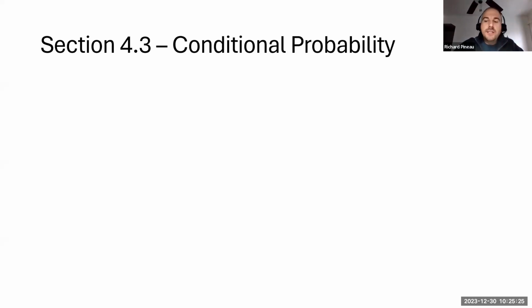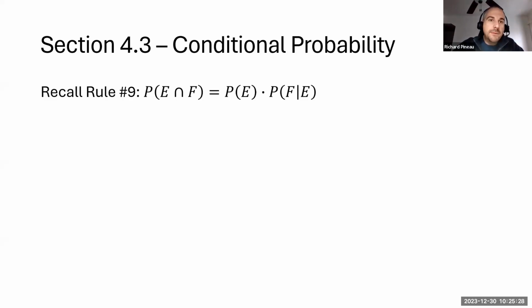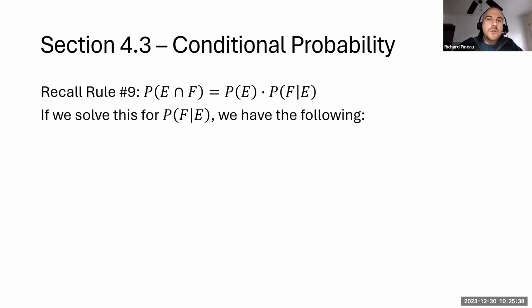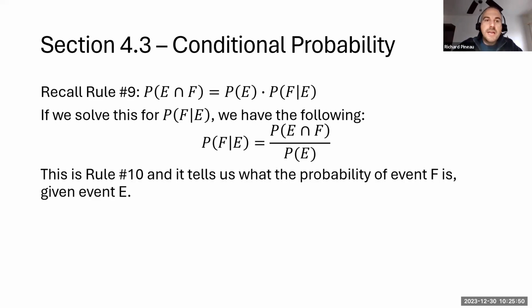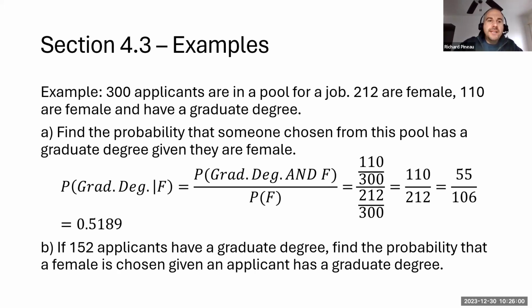Now, the other part to this section deals with what we call conditional probability, and this can be a bit tricky. You may recall rule number 9, which dealt with the probabilities that involved dependent events. If we solve this particular formula for the conditional portion of the probability, what we end up with is the following fraction. It's the probability of the intersection of E with F, divided by the probability of E. This leads us to rule number 10, which tells us what the probability of F is given event E. Let's see if we can make some sense of this.